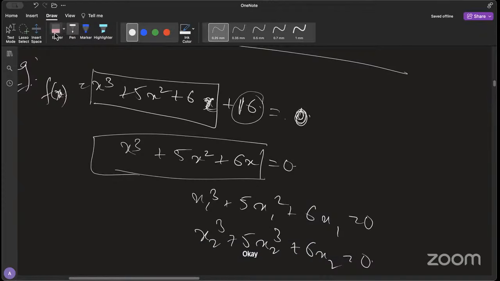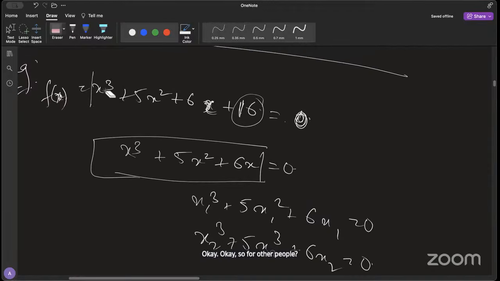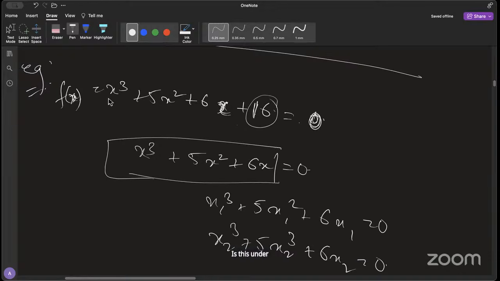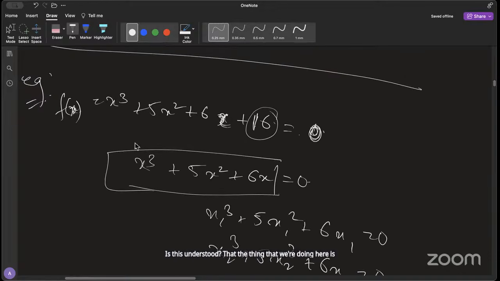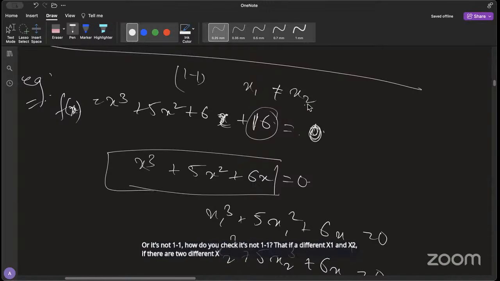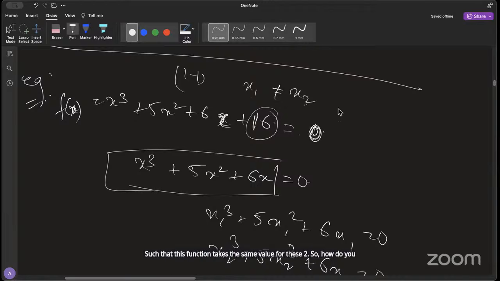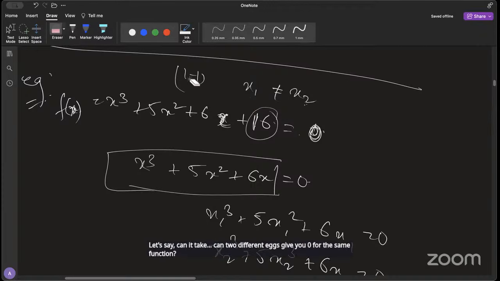Okay. So for other people, is this understood? The thing that we're doing here is we're saying this function is one-one or it's not one-one. How do you check it's not one-one? If there are two different x1 and x2 such that this function takes the same value for these two. So how do you check? Let's check it for 0. Let's say, can two different x give you 0 for the same function?